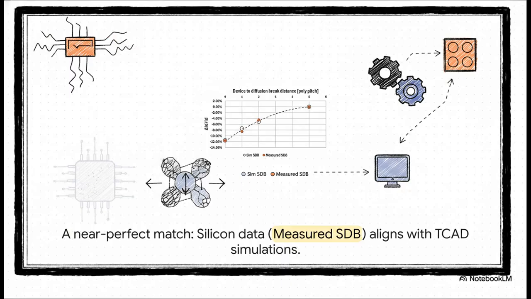And would you look at that? This is our first piece of validation, and it is just stunning. What we're looking at is how a PMOS transistor's performance changes the closer it gets to a diffusion break. The solid orange dots, that's the real data measured from the actual silicon. And the open circles, that's what the computer simulation predicted. I mean, the match is almost perfect. The model is literally predicting reality.